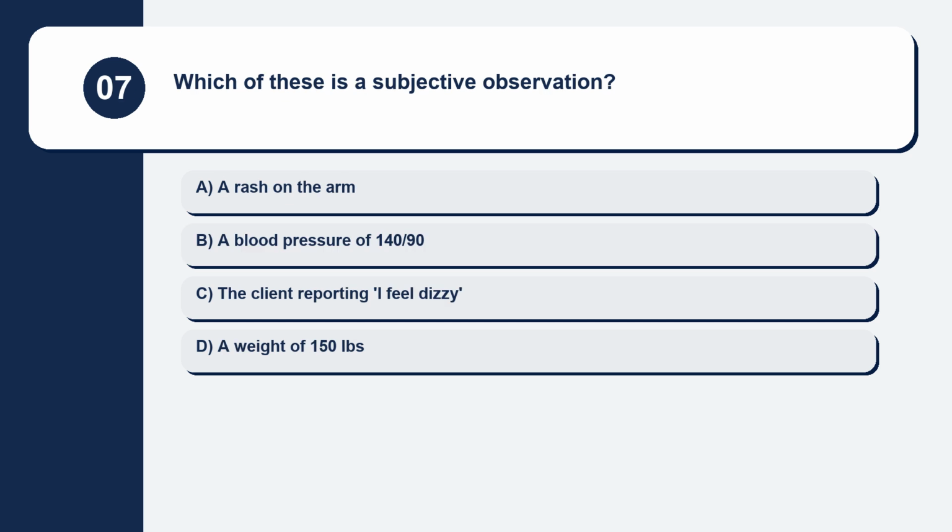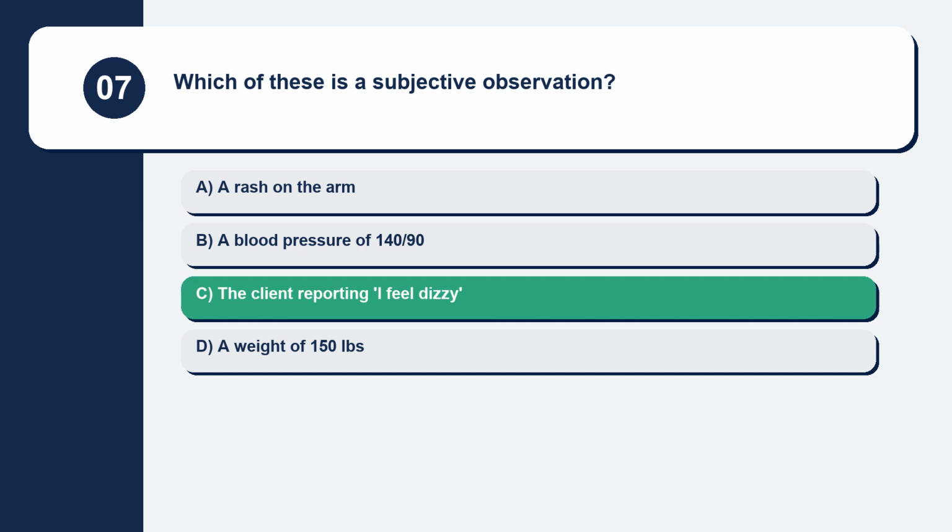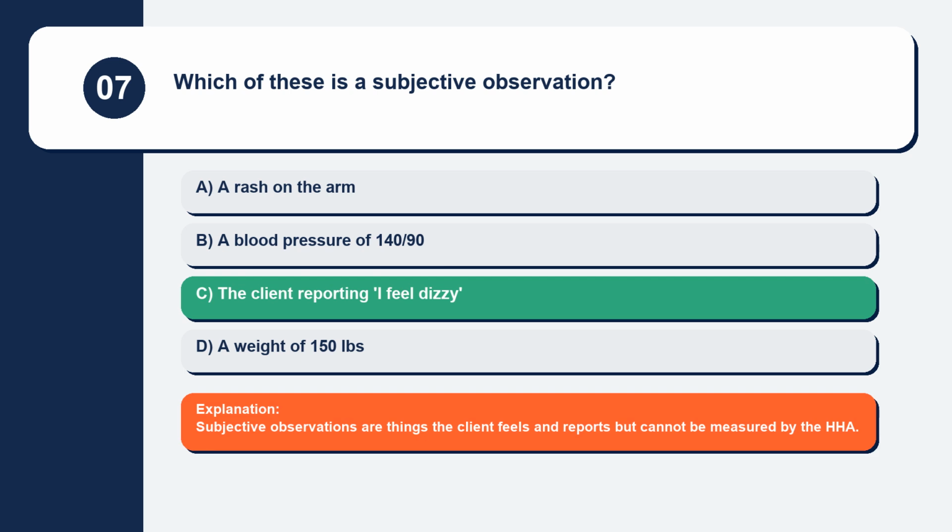Question 7. Which of these is a subjective observation? A rash on the arm. A blood pressure of 140/90. The client reporting, I feel dizzy. A weight of 150 pounds. Subjective observations are things the client feels and reports but cannot be measured by the HHA.